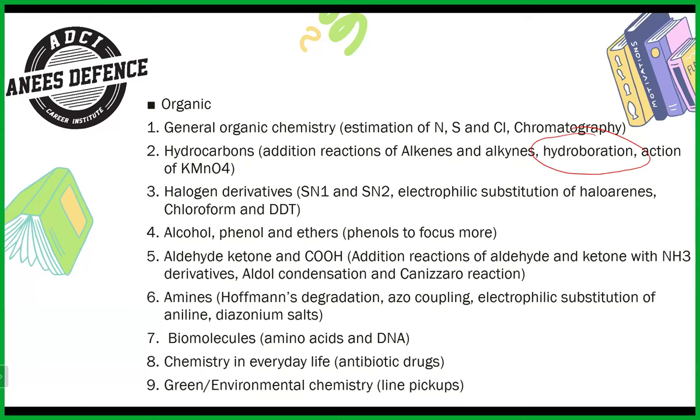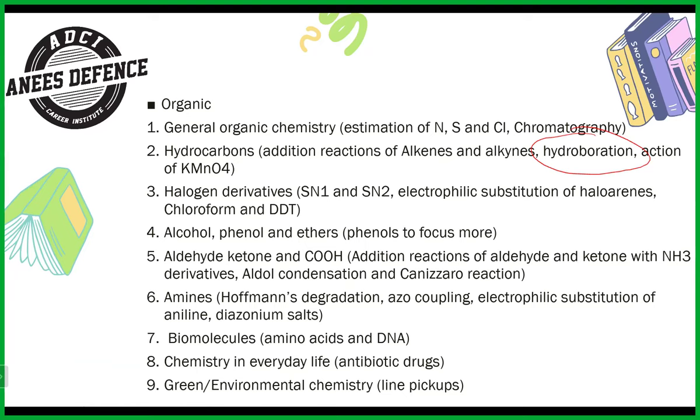KMnO4 on alkenes gives us a diol, like ethylene glycol. But KMnO4, when added to any substituted benzene, gives us benzoic acid. Now, 2 different functional groups, 2 different actions. Even the conditions of KMnO4 can affect the outcomes. Like there is hot and dilute KMnO4, there is cold and concentrated KMnO4. So KMnO4 is one of the reagents which can be looked upon to score.